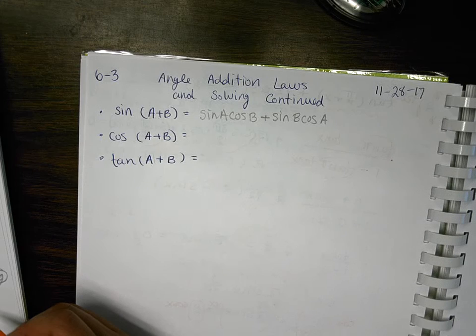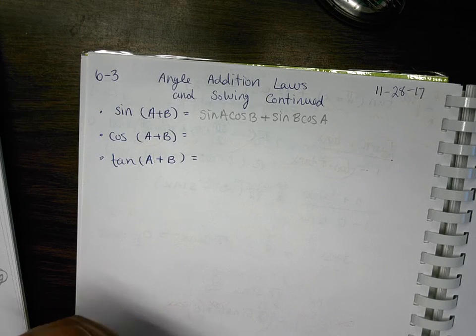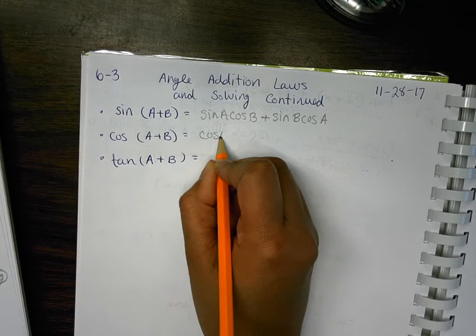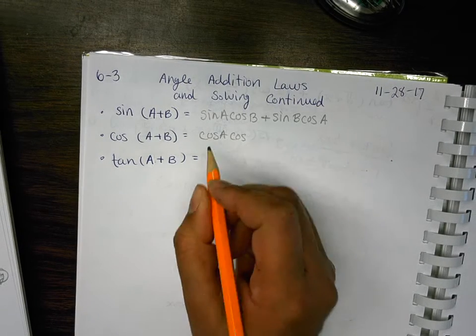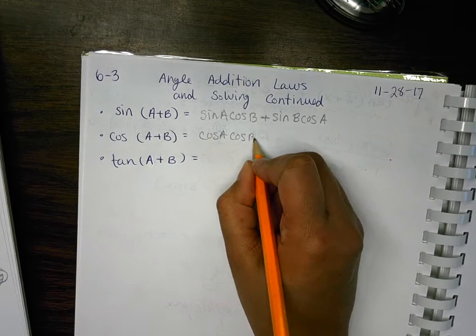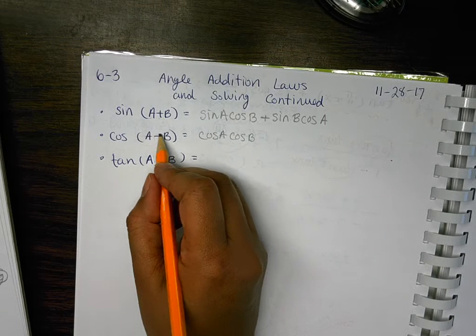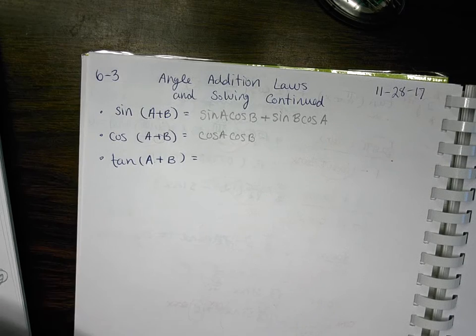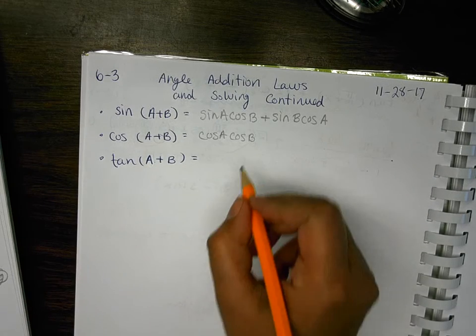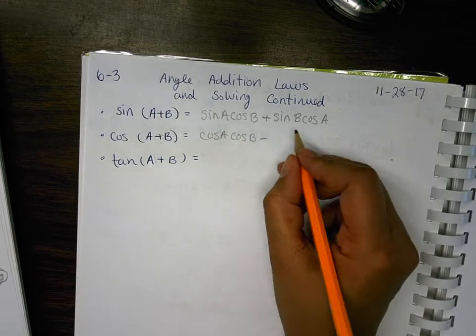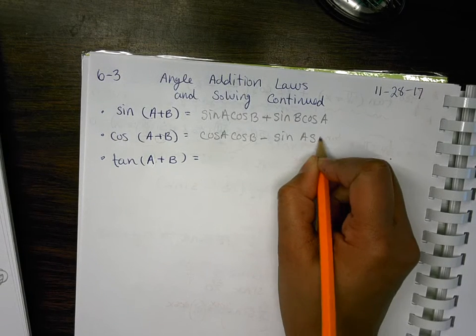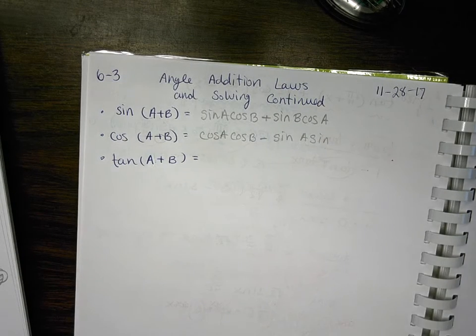All right, cosine, friendly or snobby? Snobby. So it only hangs out with itself. Cosine A, which means the next one's going to be cosine B. And then why is it minus? Because it is the opposite. Good job. You didn't sleep in today? No. Thank you. All right. Minus sine A times sine B.